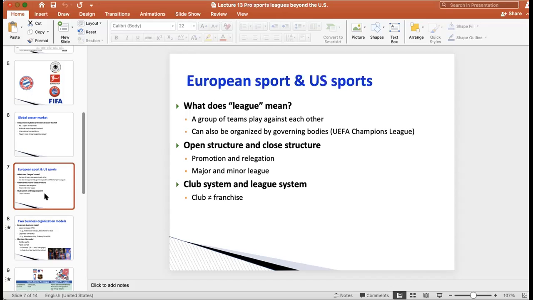You need to become a member first, and then you can play in the professional sports league in England. So they're connected with each other. So that's one thing that is kind of different.